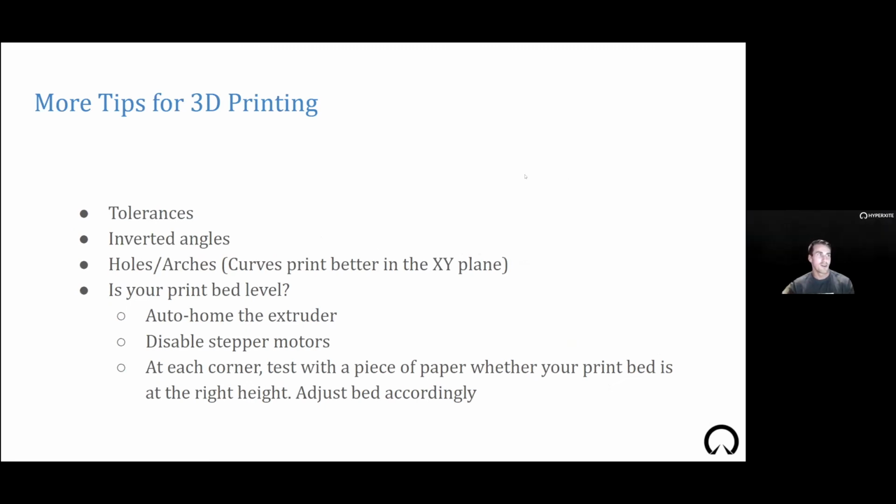And so we're just going to talk about more tips for 3D printing. Some of these are going to include tolerances, inverted angles, holes and arches, and then, of course, whether your print bed is level. We'll just touch upon leveling your print bed real quick. One of the easiest things you can do: some 3D printers will come automatically level. Otherwise, it will require you to level it yourself. The easiest thing you can do is take a piece of paper, make sure the bed is flat, and make sure it's at a good height by moving down your nozzle and seeing if you can move your piece of paper underneath the nozzle.